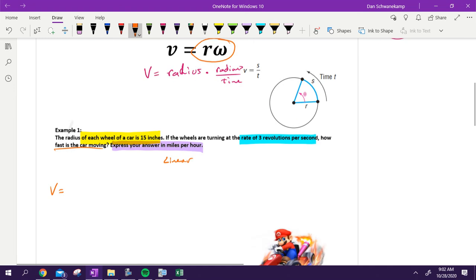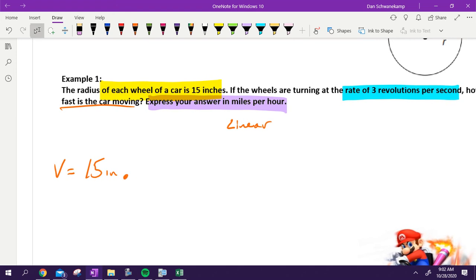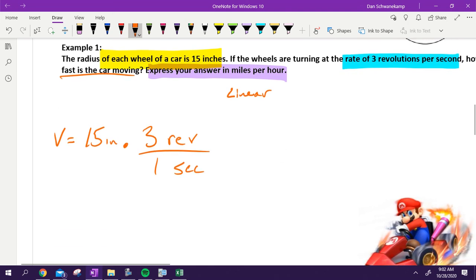What is my radius here? My radius is 15 inches. What's my angular speed? Sure, let's leave it as 3 revolutions, but yes, you are totally correct. 3 revolutions per 1 second. I had some good answers in the back there. They said we don't really want it in revolutions. We want this in radians. So we want to convert from revolutions to radians.